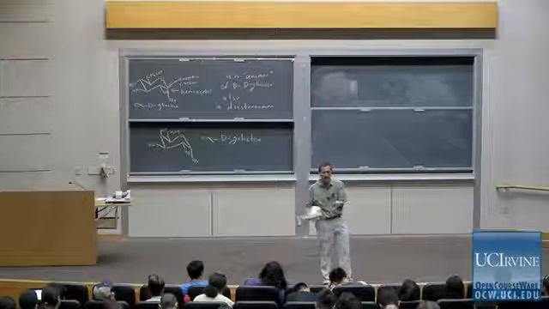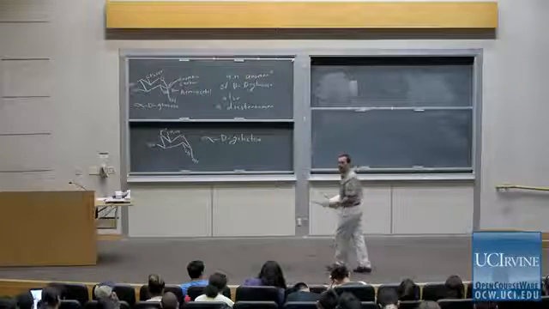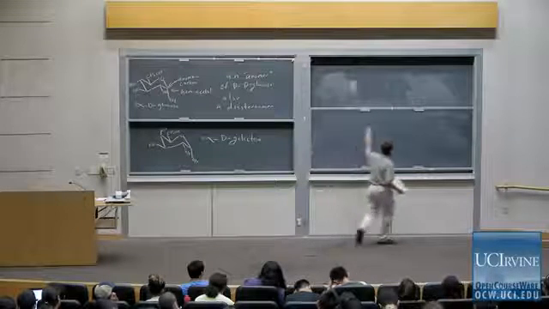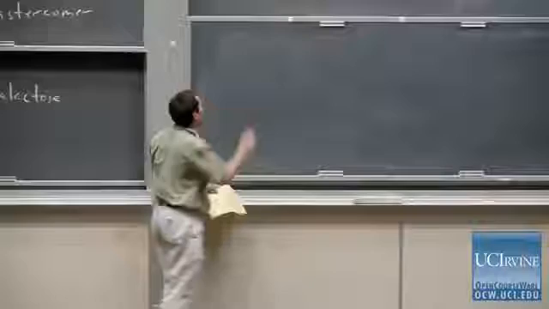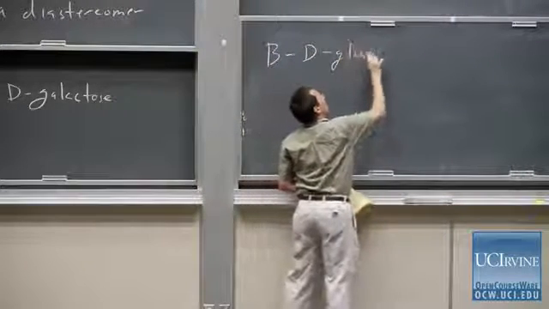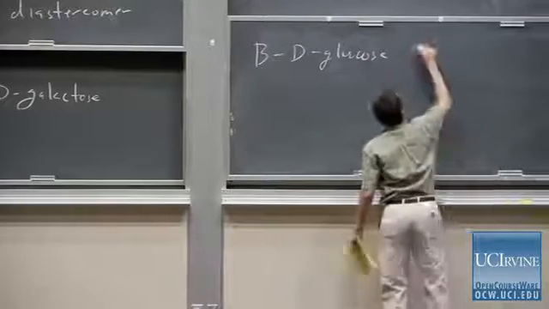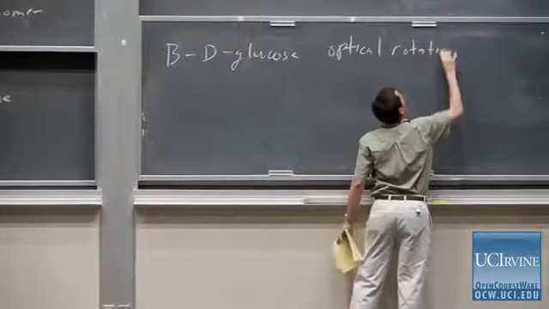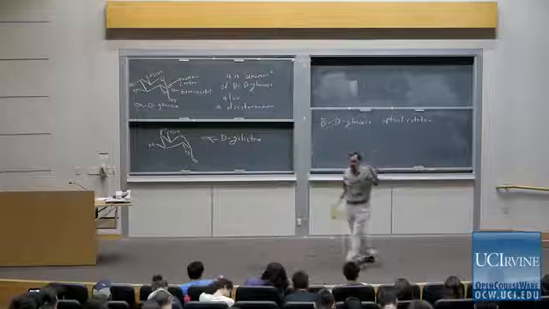If I put beta D-glucose into a bottle and come back, I have a mixture in water of alpha and beta D-glucose. So they're different, but they're not that different. They interconvert. So that's why we categorize them. And actually, let me build on that a little bit. So beta D-glucose has an optical rotation. Optical rotation means the amount that you rotate plane polarized light.